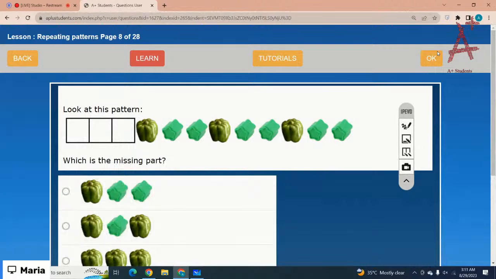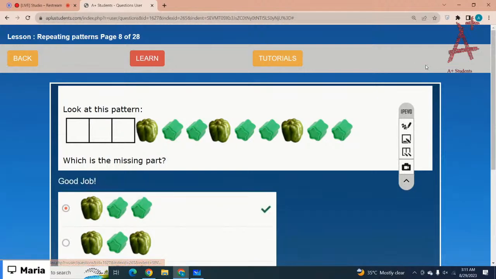Look at this pattern, which is the missing part? So which is the correct option? The correct option is option number 1. A capsicum and 2 stars is the correct option.